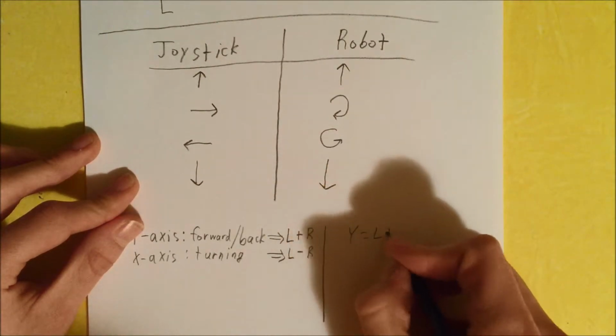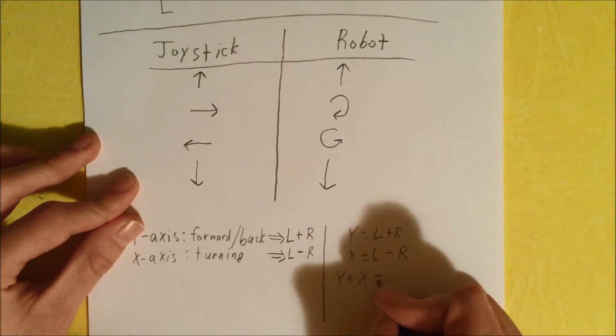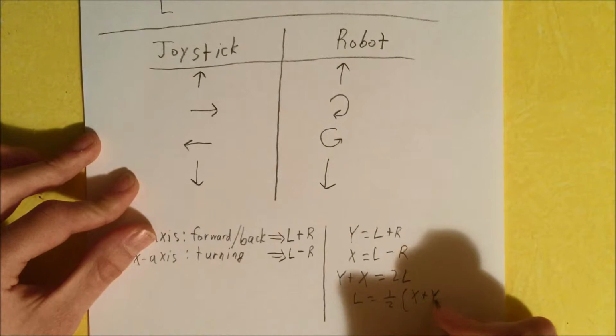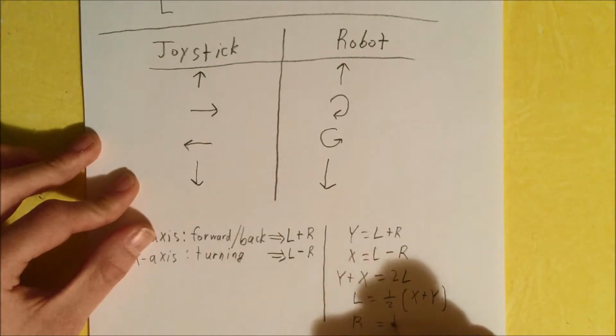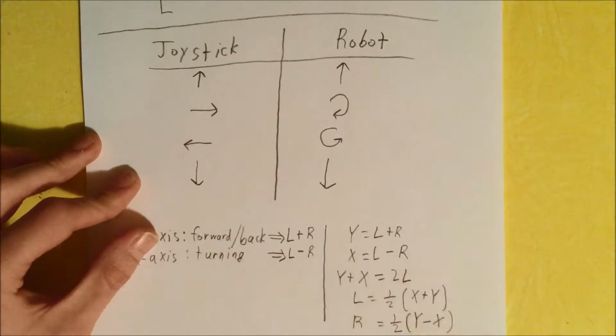We want to solve for the power on the left and right hand sides of the drive, L and R, in terms of the position of the joystick, given by x and y. As you can see, the solution is pretty simple. Now we can plug this solution into our code.